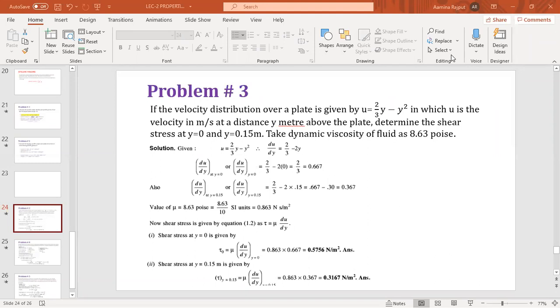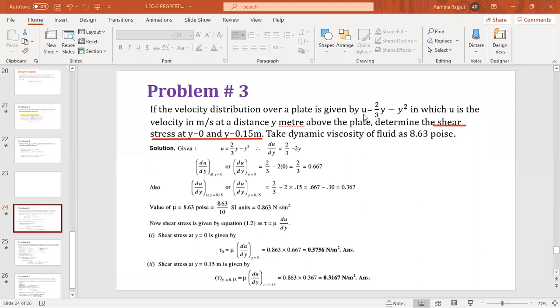So let's see the third numerical. If the velocity distribution over a plate is given by u is equal to 2/3 y minus y square, in which u is the velocity in meter per second at a distance y meter above the plate, determine the shear stress. So here they have asked you to determine the shear stress at y is equal to 0 and y is equal to 0.15 meter. Take the dynamic viscosity of fluid as 8.63 poise.